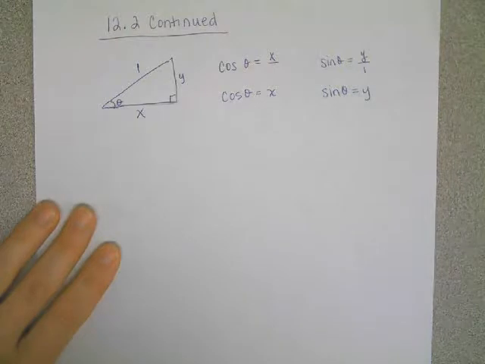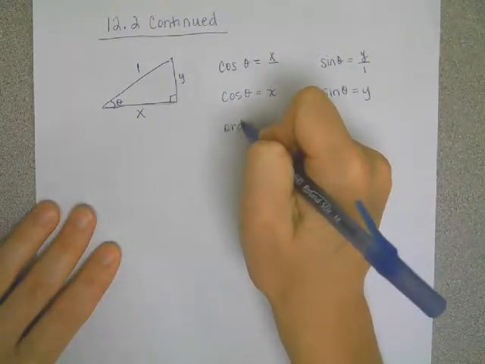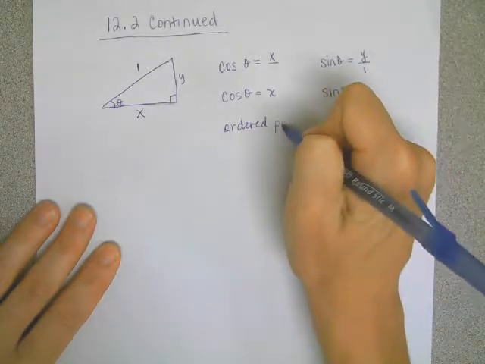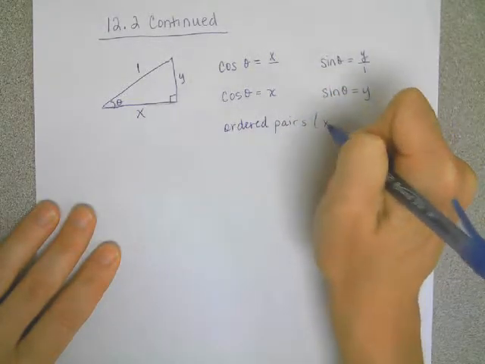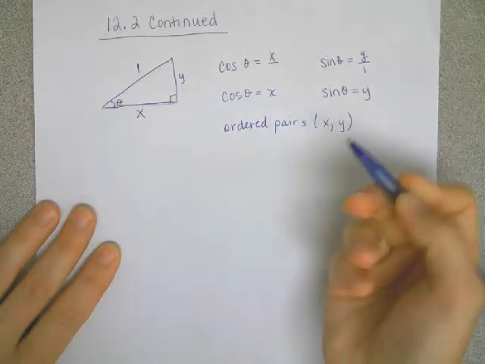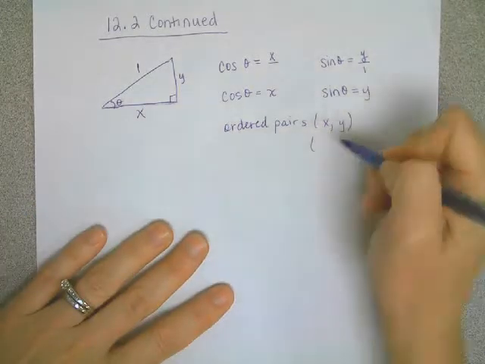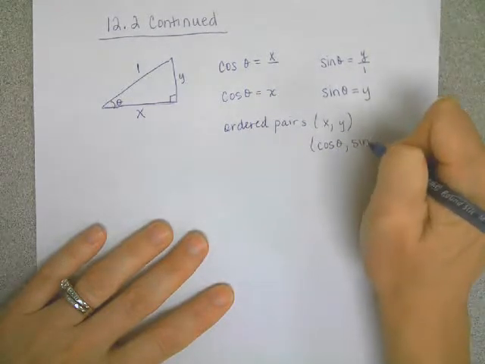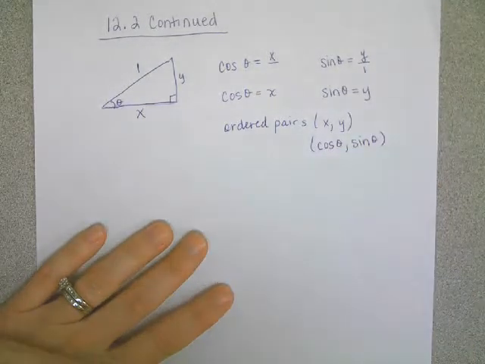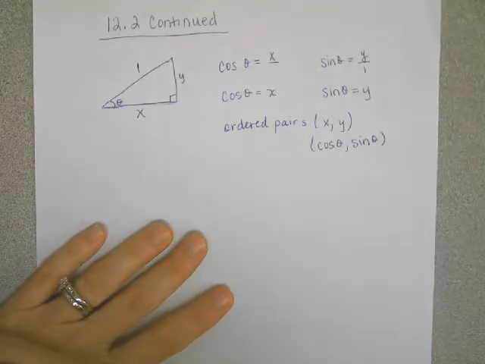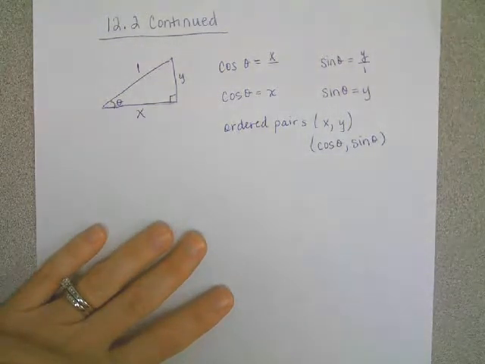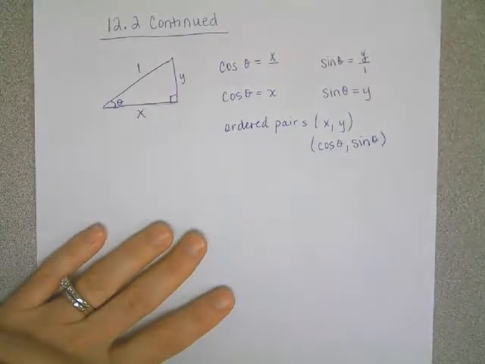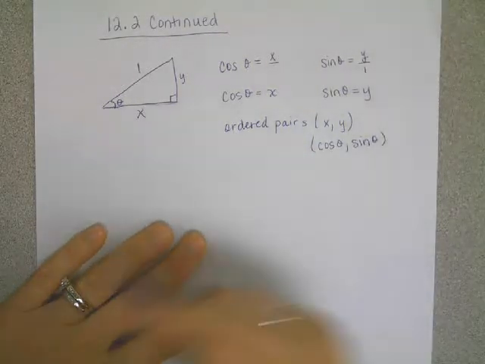So whenever we're talking about an ordered pair on the unit circle, typically ordered pairs are x and y. But on a unit circle, we could also refer to them as cosine theta, sine theta. This will allow you guys to answer a little bit more complex questions. For example, cosine of pi over 2, sine of 3 pi over 4, and things like that.